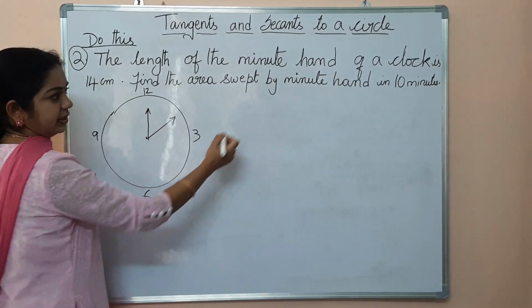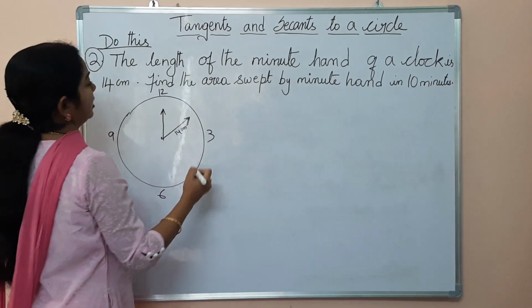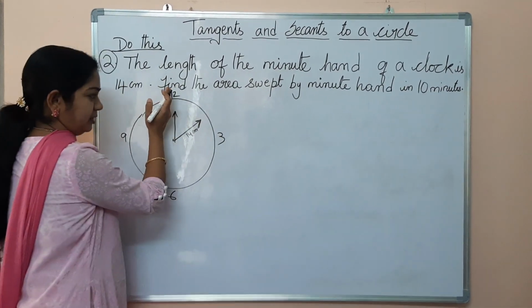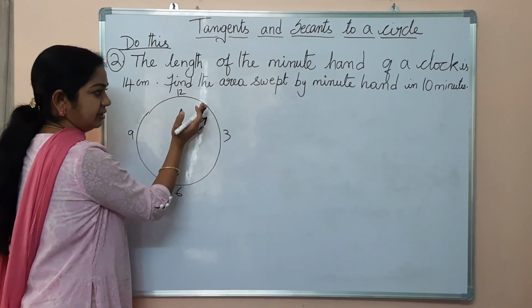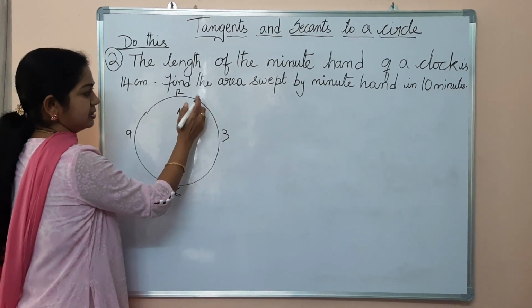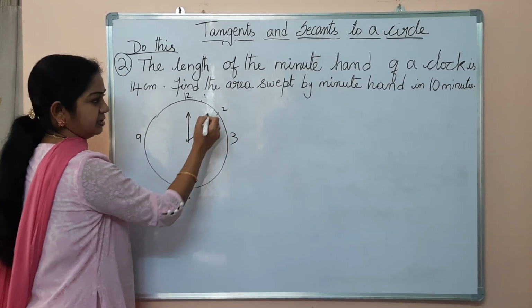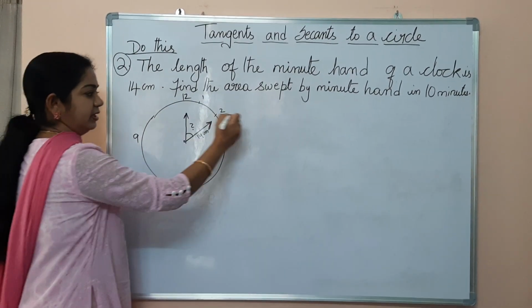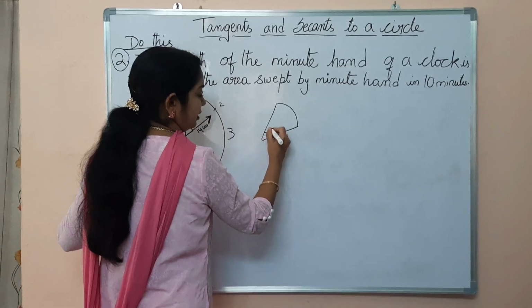The big one is a minute hand of a clock, 14 centimeters. Find the area swept by the minute hand in 10 minutes. How much area it has swept? That means it has covered in 10 minutes. 10 minutes means if you take 1, 2, 5 minutes, 10 minutes. So we don't know the angle here. To find the area swept, you want the angle.